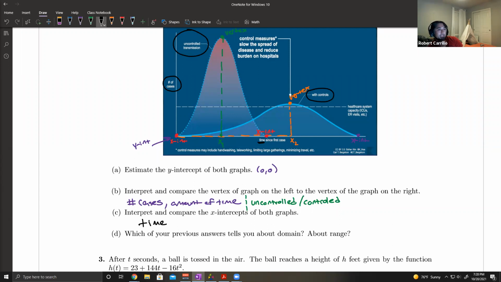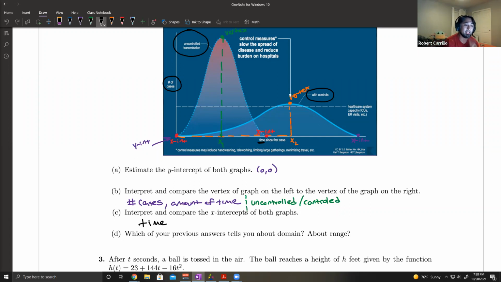No, we'll just say time. So the first graph, the cases were controlled in a shorter amount of time. And on the second graph, the cases were controlled over a longer amount of time. Okay.